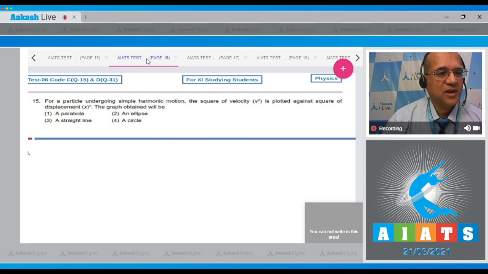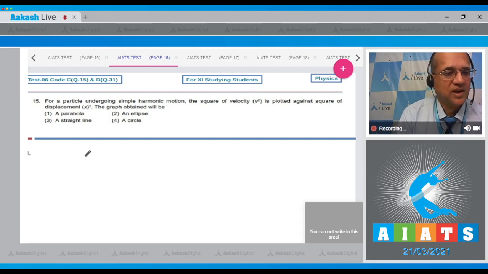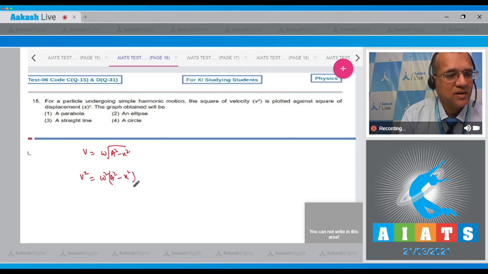Question number 15 says, for a particle undergoing simple harmonic motion, the square of the velocity is plotted against the square of the displacement, x square. What will the graph be? Now, dear student, what is the relation for velocity? It is equal to omega times the square root of a squared minus x squared. Now what will v square be? That is equal to omega squared times (a squared minus x squared). So that becomes minus omega square x square plus omega square a square. This omega is constant and a is constant. So I write v square is equal to minus constant times x square plus another constant.